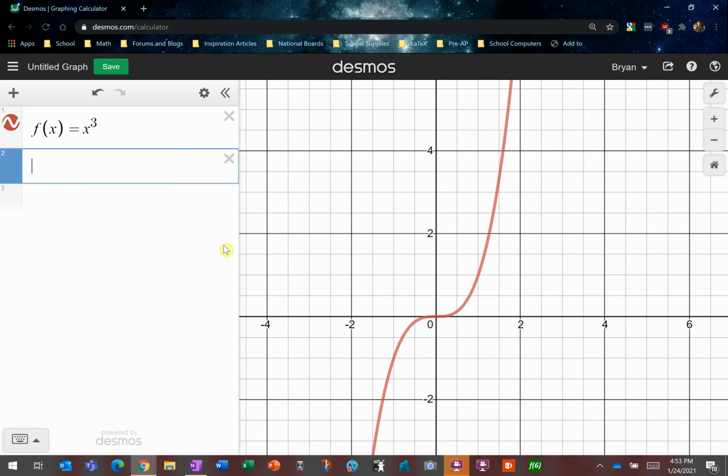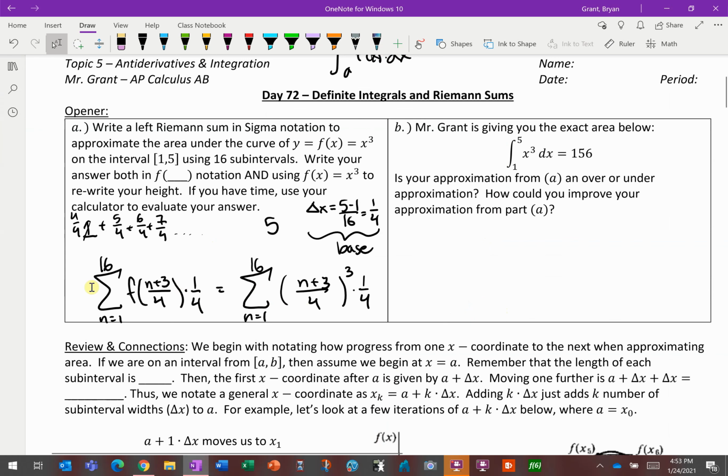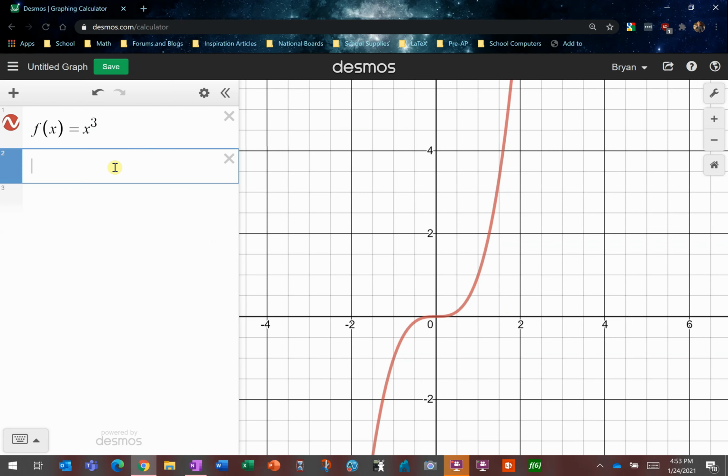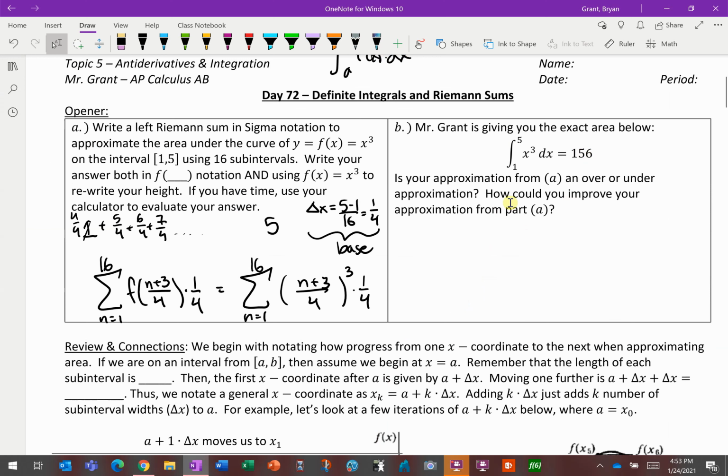Now let's actually see what we found for this Riemann sum approximation. I'll keep that f of notation so it doesn't get too confusing here, and we'll use Desmos to do it. You can do this on your graphing calculator as well. With Desmos, we just type in sum, n equals 1 to 16. The height first was f of n plus 3 over 4, I think. But then we needed to multiply by the base, and the base was 1/4. And so we set our left Riemann sum approximation: 140.875. Not bad. The exact answer is 156, right?